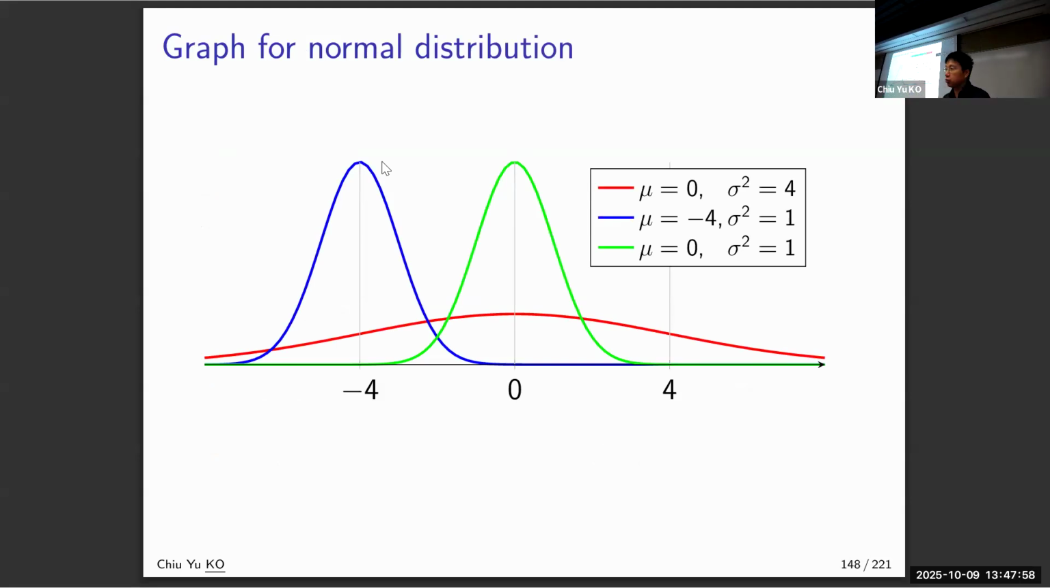The higher the sigma, the more spread out. And remember, the total area is 1. So a higher sigma means the bell is less tall, right? If the sigma is very small, it's very condensed near the center mu, right?